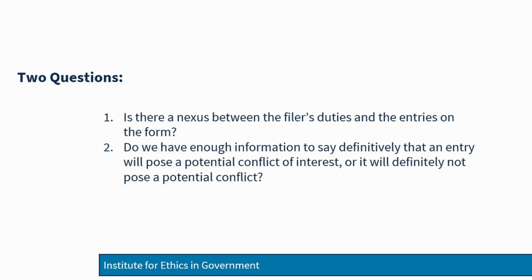So the guide and the collection have helped us answer our 2 questions. Is there a nexus between our filer's duties as an IT procurement official and the stock reported on the OGE Form 450? Yes. Do we have enough information to determine definitively that the holding reported on the form will pose a conflict of interest, or will definitely not pose a conflict of interest? Yes, we have a potential conflict. So what do we do?